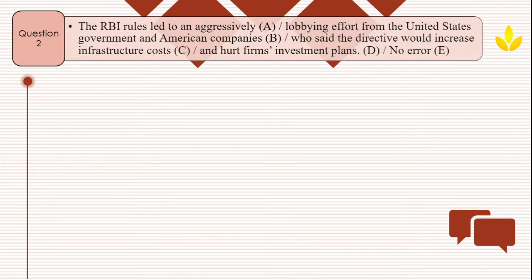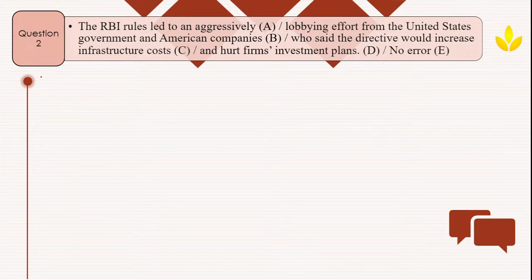RBI rules led to an aggressively lobbying effort from the United States government and American companies who said the directive would increase infrastructure costs and hurt firms' investment plans. Last option as usual, no error.